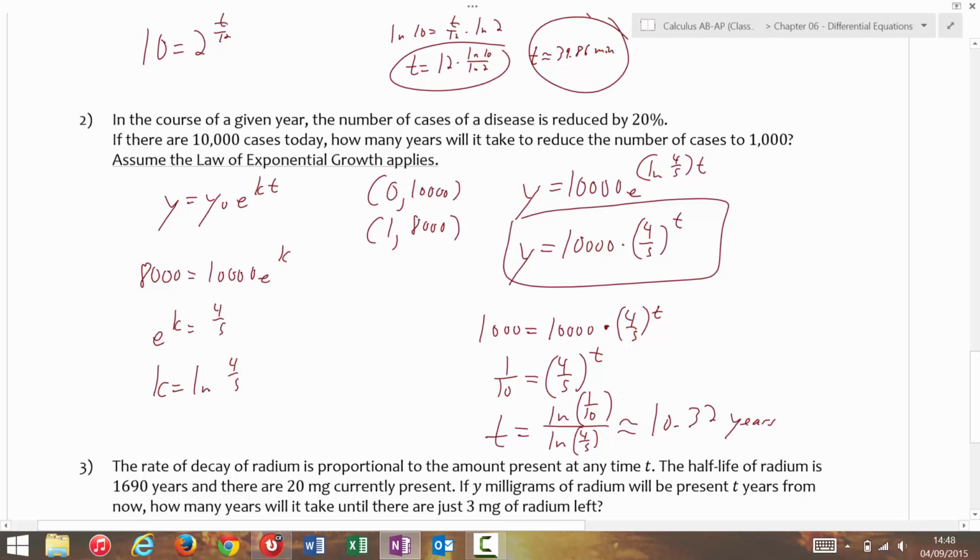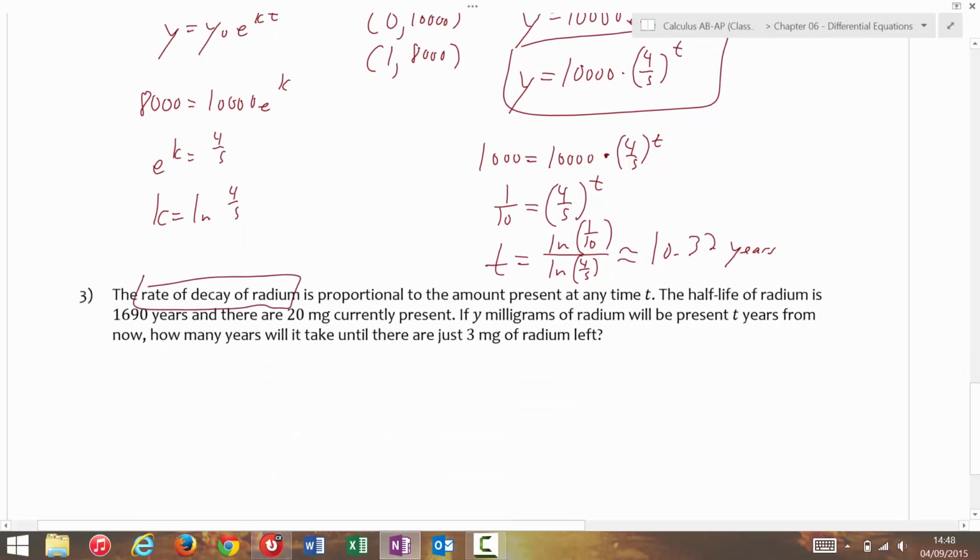Okay, last one, the rate of decay of radium. I see rate of decay, that kind of lets us know we're doing exponential growth decay. Is proportional to the amount present at any time t. Okay, that whole thing now is really screaming at you. This is exponential growth and decay. y is equal to y sub 0 e to the kt.